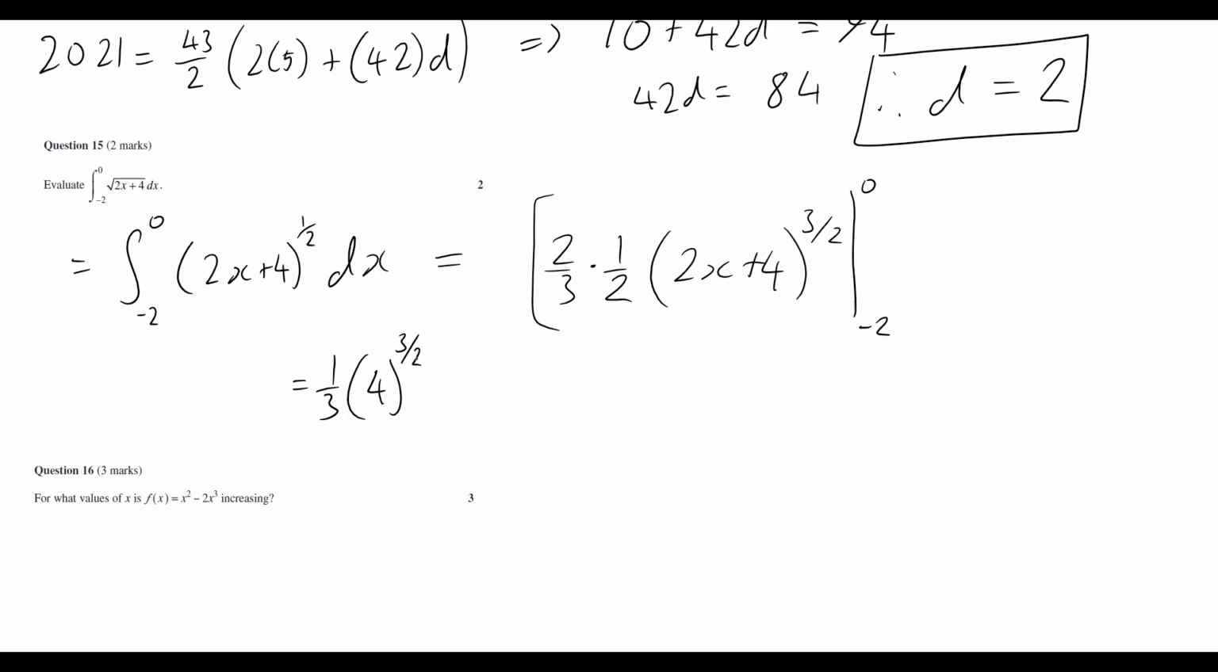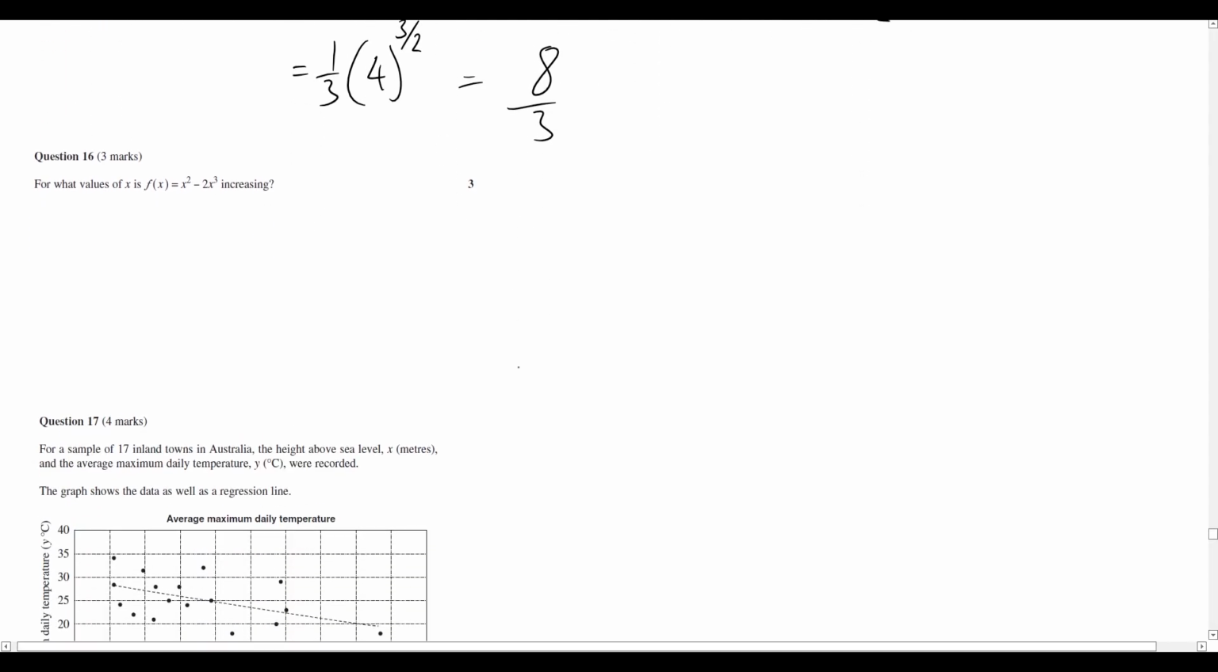So let's look at the square root part of that first. So the fractional 2, so then the square root of 4, I should say, is 2. And then we can take 2 to the power of 3, which gives us 8. So we see that our answer here is just going to be 8 over 3. And that's it. Okay, moving on to question 16.